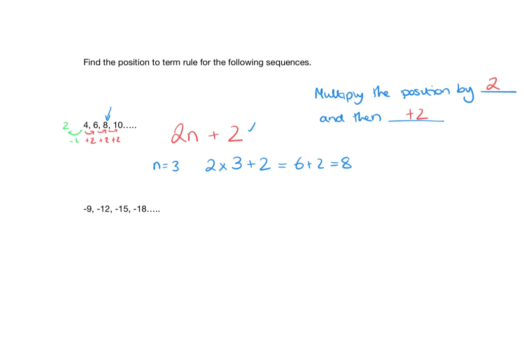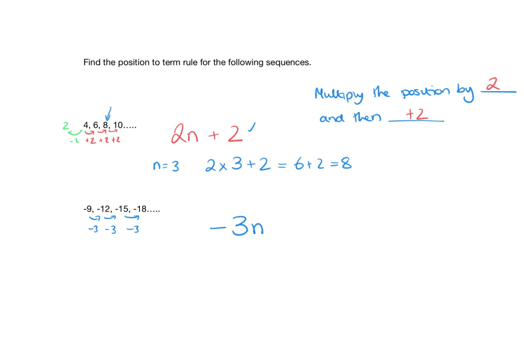So let's do the same for the second sequence. First of all, I'm going to find the difference in terms. Now this time we are subtracting 3 from each term. So this means that we're multiplying the position by minus 3. So I'm going to start with minus 3n.